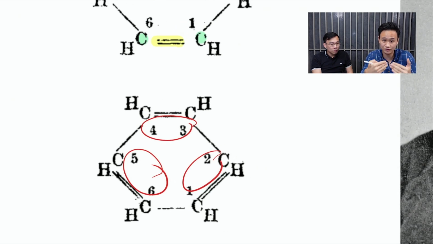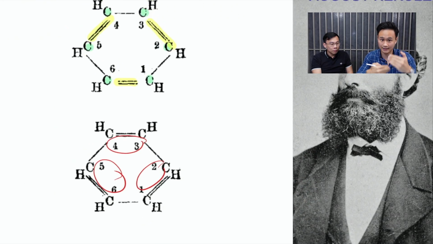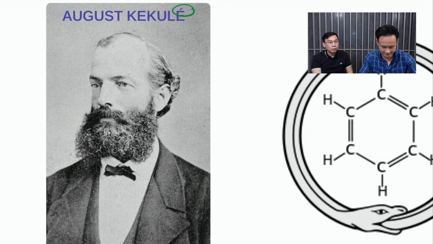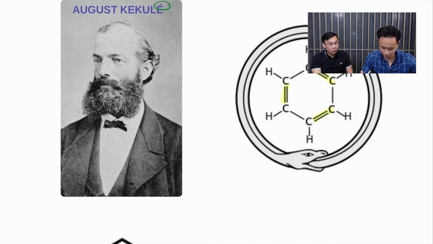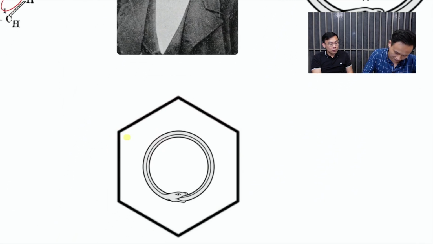And that's why when he was daydreaming on the bus, he was like, eureka, right? He said, okay, since the double bonds are everywhere, why don't I just treat it like a snake eating its own tail? In that sense, since the double bonds are everywhere, right guys? It's everywhere, so why don't we say it like that? The double bonds are here, here, here, here, here, and here. And it forms a ring. And that's why that snake eating its own tail.